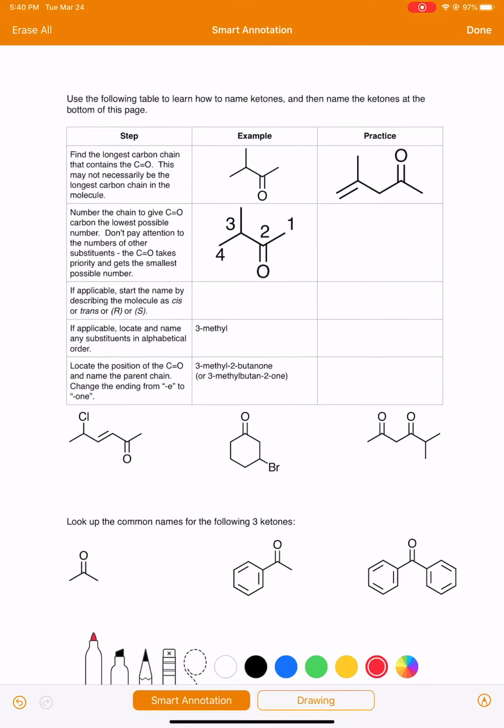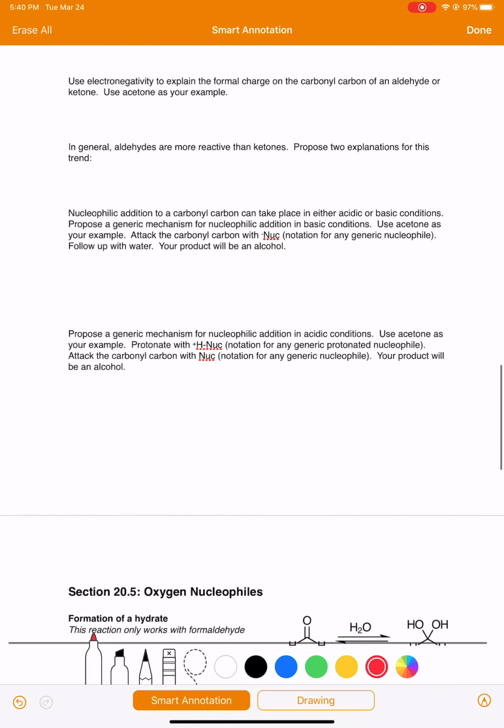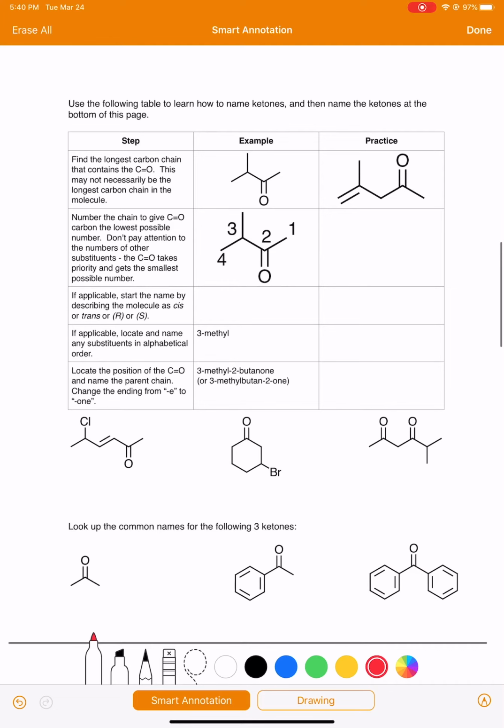This worksheet is to show you how to name ketones. Naming ketones is really similar to naming aldehydes. So the first thing that we have here is a list of the steps that we're going to follow. The carbonyl group in a ketone is a very high priority functional group. The only thing higher would be an aldehyde.